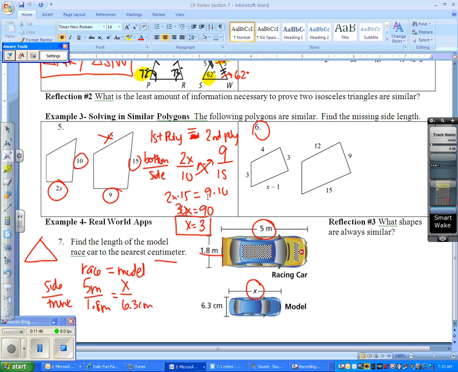And you're going to cross multiply and solve just like you did over here, and I want you to do that on your own. But when you solve, I want you to notice the units. In this ratio it's meters, and in this one it's going to be centimeters. So meters to meters, centimeters to centimeters. Whatever your answer is, it's going to be in centimeters. And then also try to do reflection number 3.